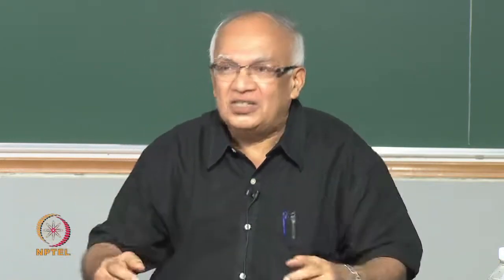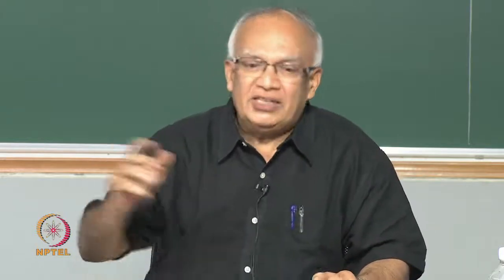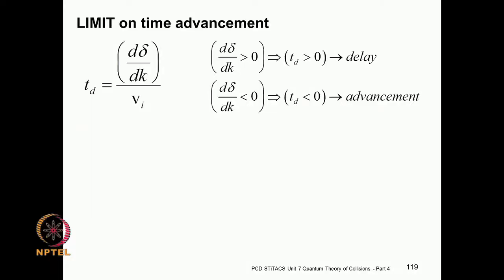Because there is a certain causality which will limit this. So, there is a limit on the time advancement, and this limit you can get from elementary geometry, because you know what the conditions are for time delay and time advancement. So, in the case of time advancement, the time delay would be negative. So, d delta by dk will be negative.